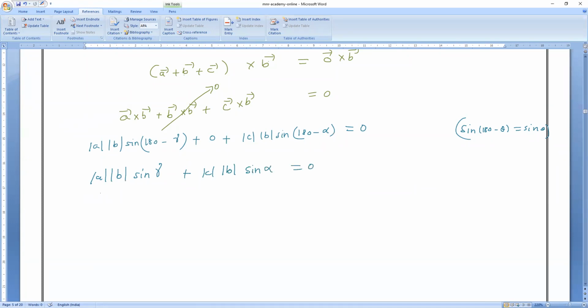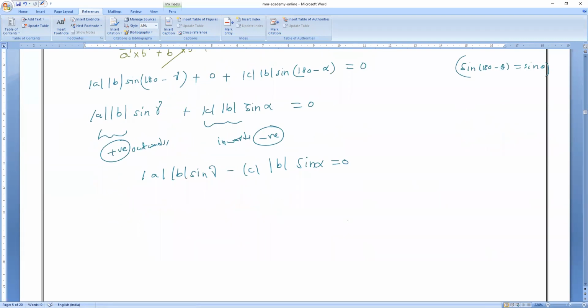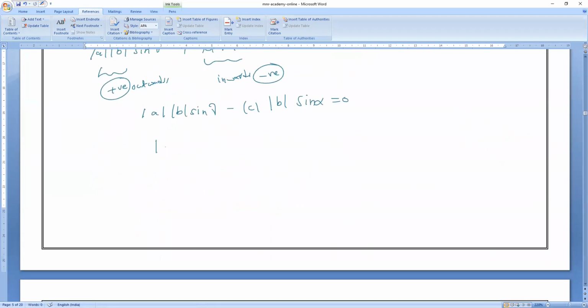Just now we found A to B, positive or negative? Outwards, so it is positive. And C to B, it is what? Inwards, negative. Everybody, negative. Any doubt? Anyone can ask. Clear? So it turns into mod A, mod B, sine gamma minus mod C, mod B, sine alpha. Is it okay, guys? That is what you have to remember. So it turns into mod A, mod B, sine gamma equals mod C, mod B, sine alpha.